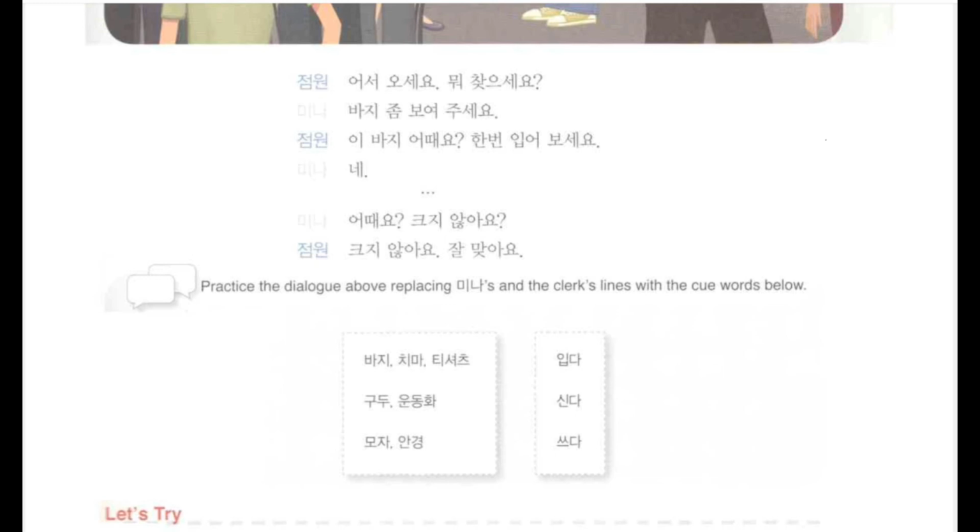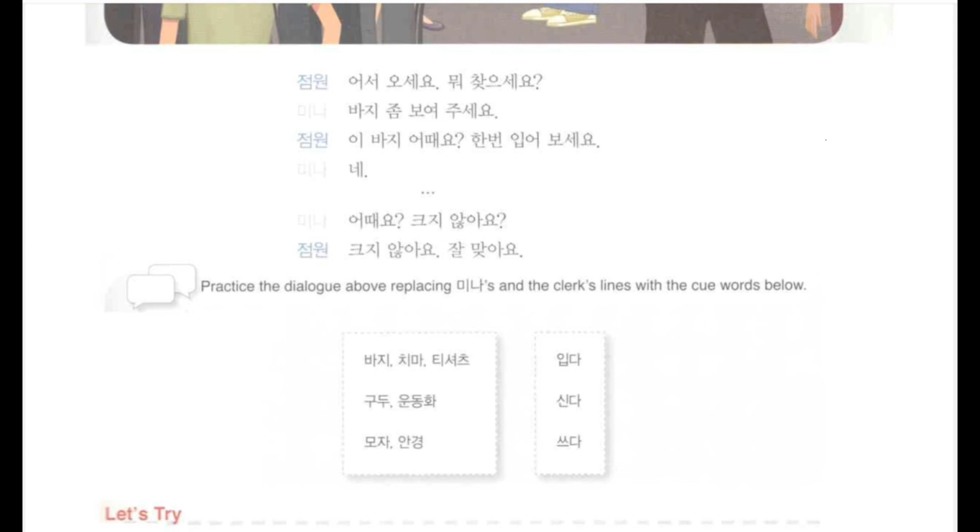어서 오세요. 뭐 찾으세요? 바지 좀 보여주세요. 이 바지 어때요? 한번 입어보세요. 어때요? 크지 않아요? 크지 않아요. 잘 맞아요.